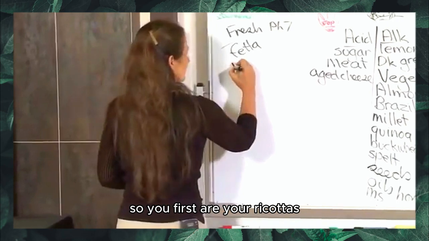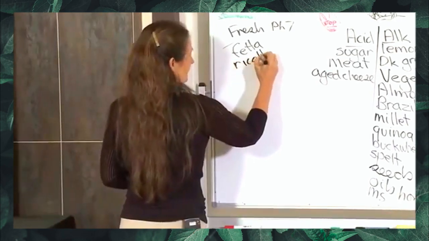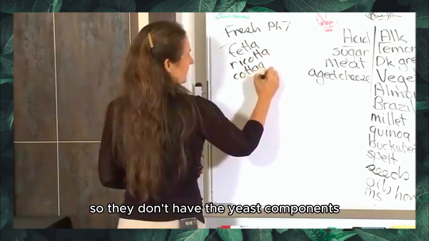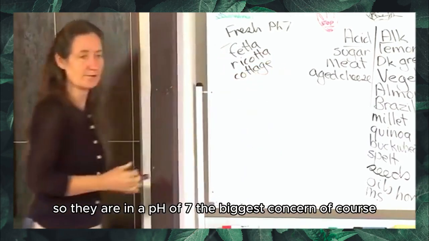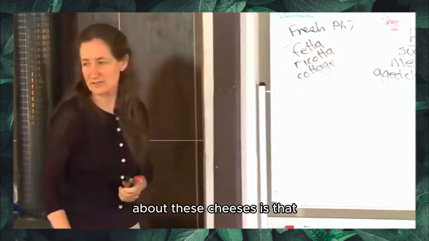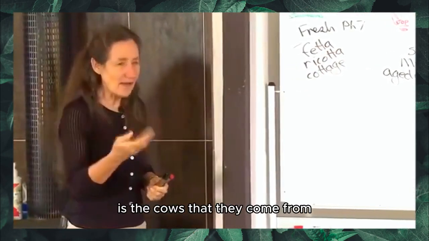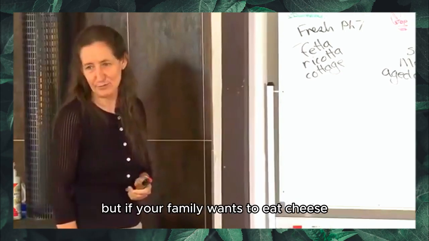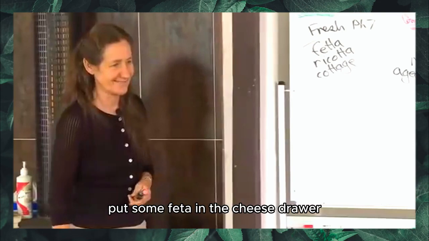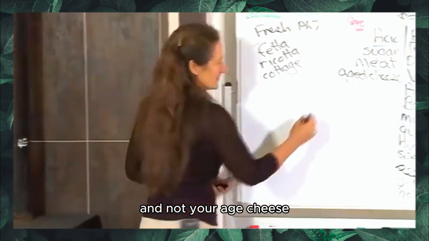So your feta, your ricottas, your cottage, they are all fresh cheeses. So they don't have the yeast component. So they are in a pH of 7. The biggest concern, of course, about these cheeses is the cows that they come from. But if your family wants to eat cheese, put some feta in the cheese drawer and not your aged cheese.